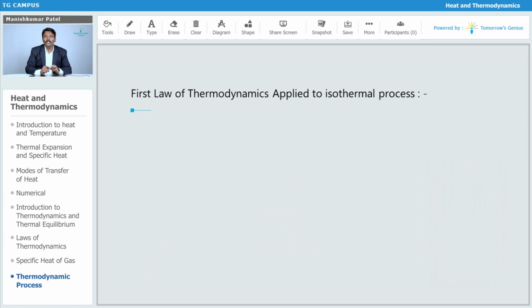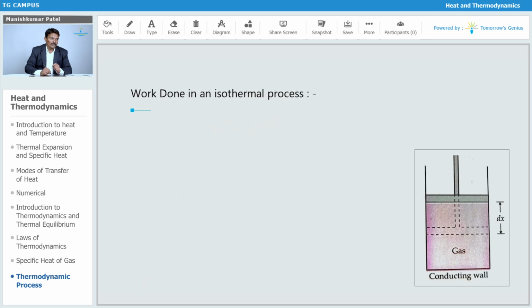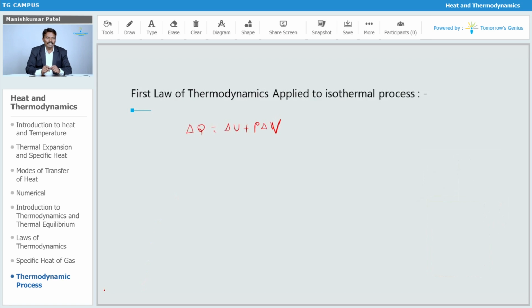The next thing is to apply the first law of thermodynamics to the isothermal process. So what you can write from that is delta Q equals delta U plus P into delta V. This is what we know as the first law of thermodynamics applied to the isothermal process. In this case, we have seen that the temperature is going to remain constant. Delta Q is nothing but the amount of heat provided.